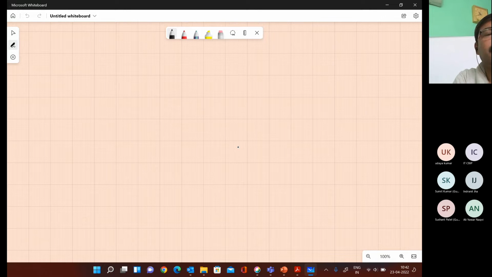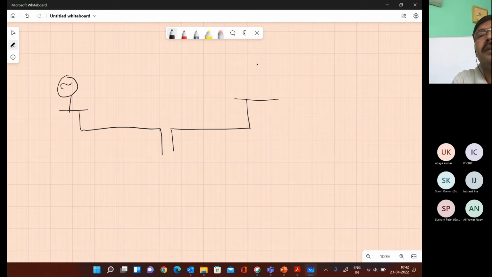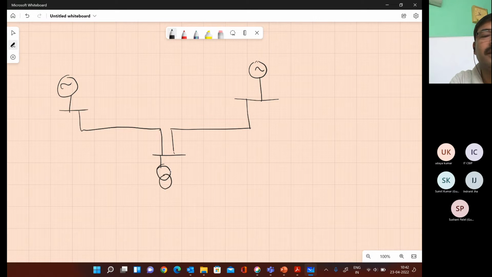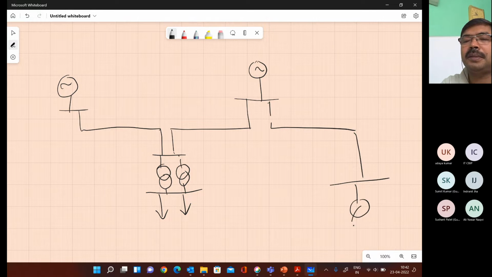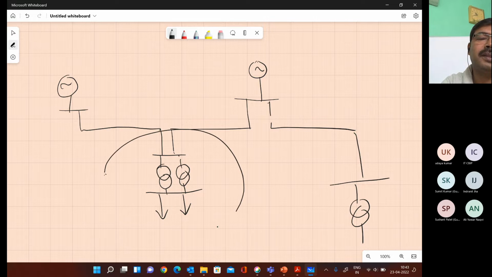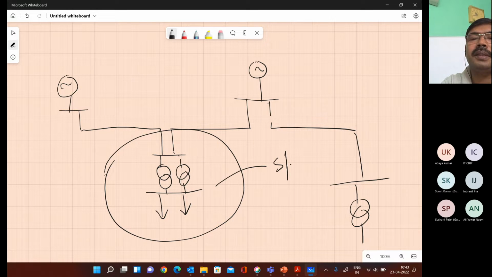So if we say a power system diagram, that is showing some generators, right? This type of line diagram we have seen in the book. There will be some generators, then some transmission lines, then some transformers, correct? Then there will be some outgoing and incoming lines, and there may be many others. So this is called a substation, correct?